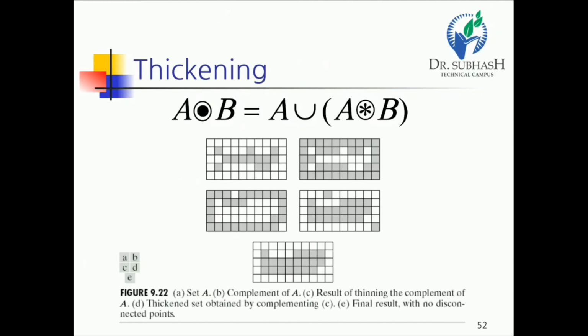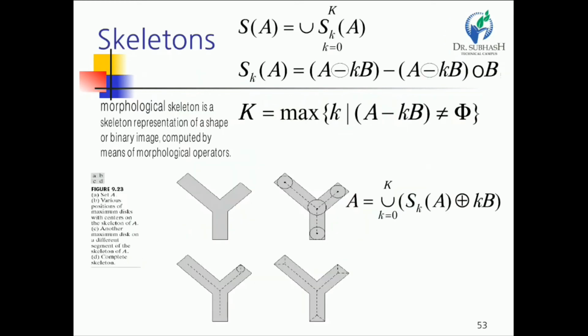Now thickening, which can be represented as A thickening B equals A union the hit-or-miss of A with B, right? Figure A represents the set A, this is the complement of A, and the result of thinning the complement of A is figure C, thickened set of objects is figure D, and the last one is the final result where no disconnected points are there.